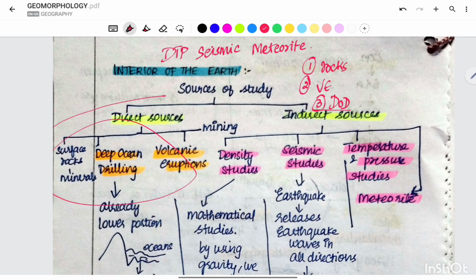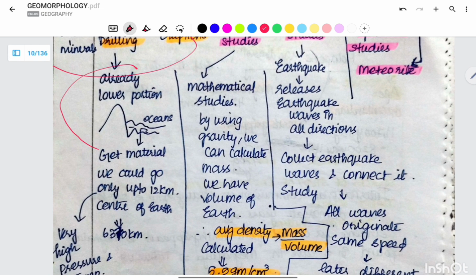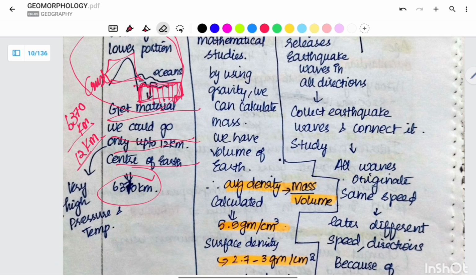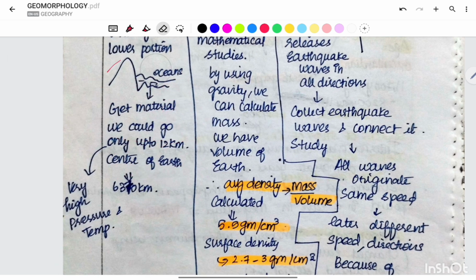You have to drill the ocean. Oceans are already in the lower portion because oceanic crust is heavier and is at the bottom, whereas continental crust is floating. Now we could go only up to 12 kilometers, but the center of the earth is 6370 kilometers. There is very high temperature, and then we have the pressure.